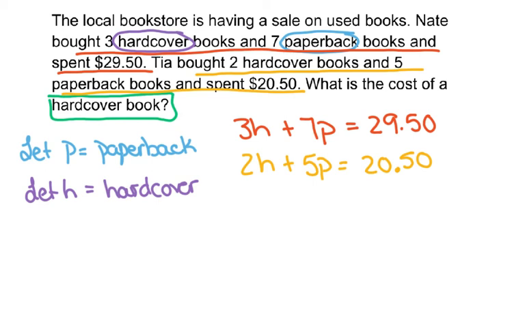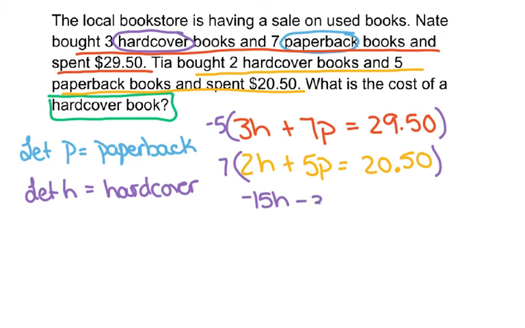Okay, I want to find the hardcover, so I'm probably going to eliminate the paperback. I know that's not the smaller numbers, but it's going to save me steps later on. So just to kind of save myself some time, that's what I'm going to do. So I've got 7 and 5. So my least common multiple will be 35. So I'm going to multiply the first equation by -5 and the second equation by 7 to eliminate my variable of p.